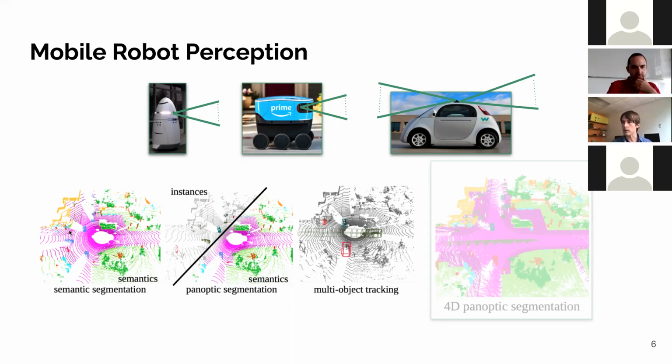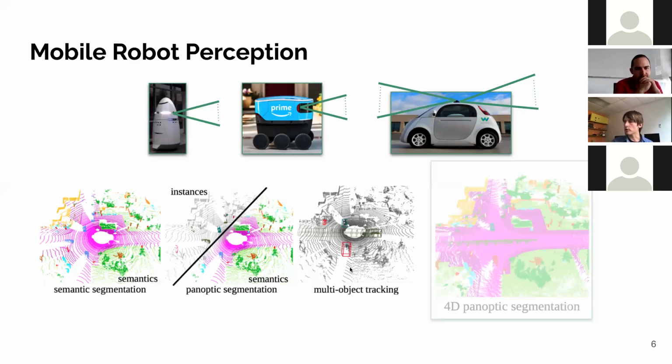So for example, in case of semantic segmentation, we want to classify each point, right? You want to assign semantic meaning to each point, but we're not aware of instances in this case. In case we do both instance segmentation and semantic segmentation, we are talking about panoptic segmentation. But here, the focus is still on interpreting single LiDAR scans.